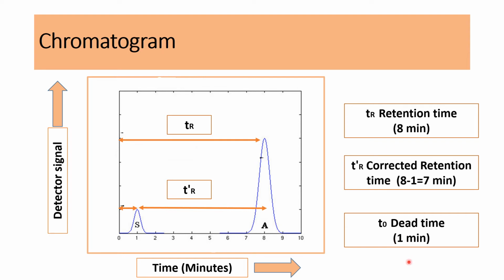Dead time is the time taken by the mobile phase to reach from the starting of the column to the end of the column. So corrected retention time will be TR minus T0, that is actual retention time minus dead time, which gives me the corrected retention time.